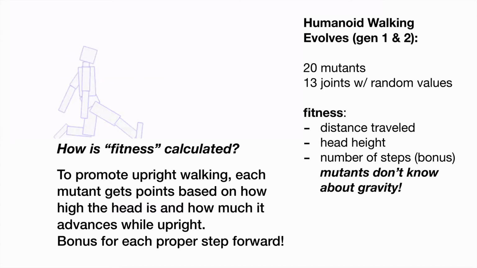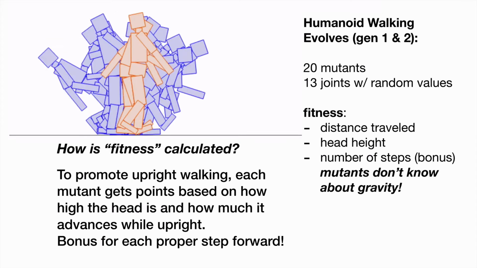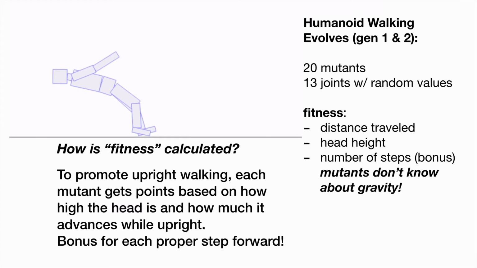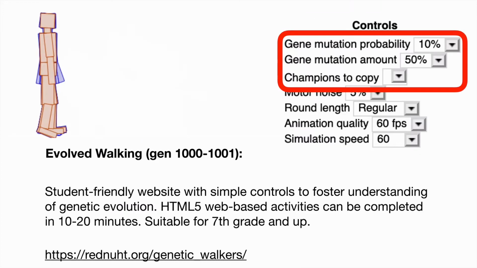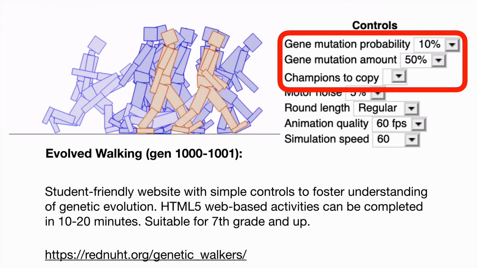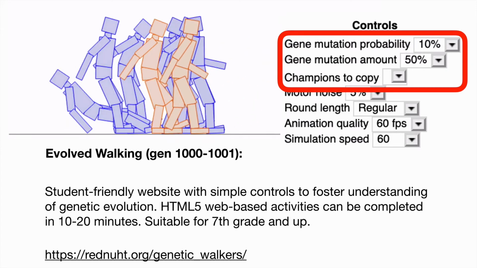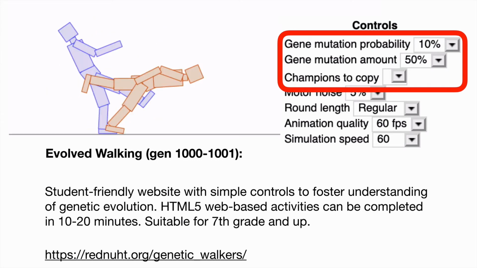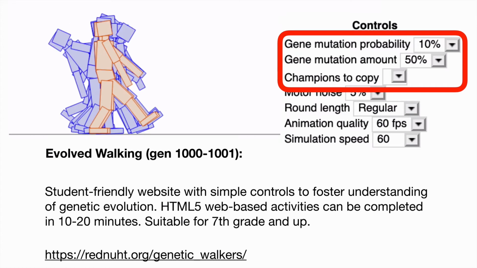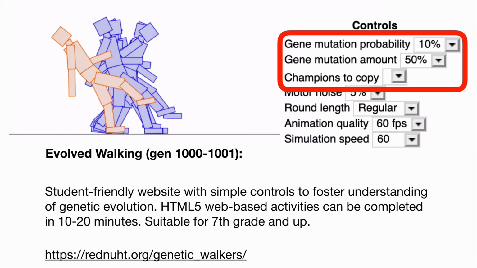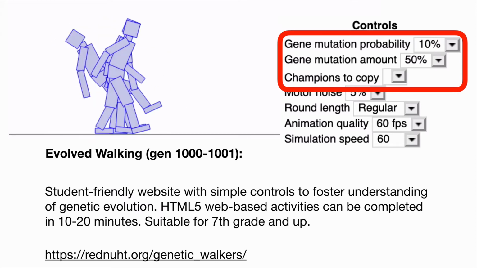Let's look at the second generation. There's sort of a little hop there. Again, not even 1 full step. But let's look at what happens after 1,000 generations. Count the steps. 1, 2, 3, 4, 5, 6, 7. Okay, let's look at the next. 1, 2, 3, 4, 5, 6.